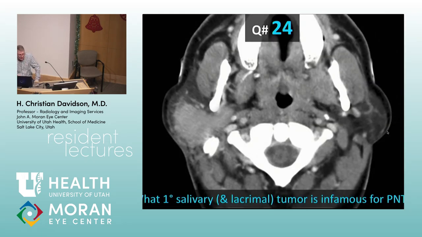And then finally, what primary epithelial tumor is famous for perineural tumor spread? Adenoid cystic. The one that we think of most commonly is adenoid cystic. It has such an incredibly high rate of perineural tumor that whenever we see it, you worry a lot about it. But mucoepidermoid will do it. Squamous will certainly do it. If you have a malignant transformation of a benign mixed tumor, what they call carcinoma ex pleomorphic adenoma, those will also do it. If this were lymphoma, you certainly get perineural spread with lymphoma too.